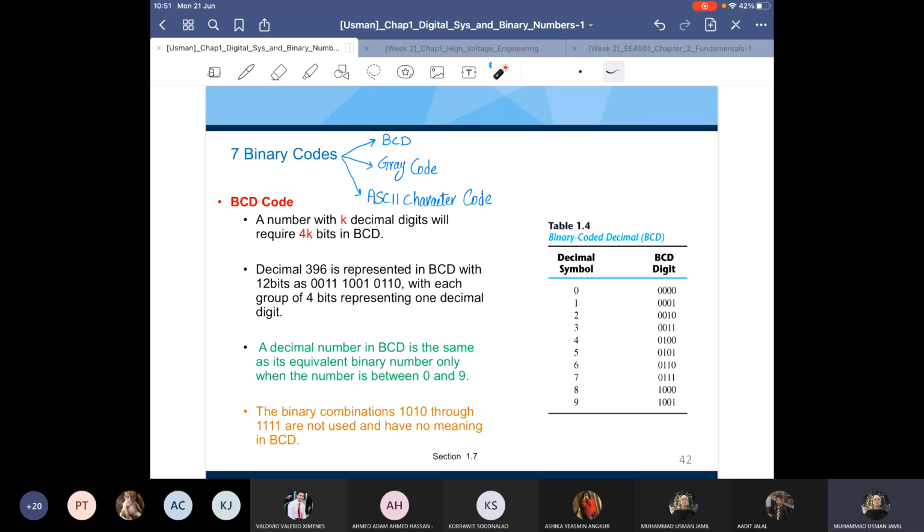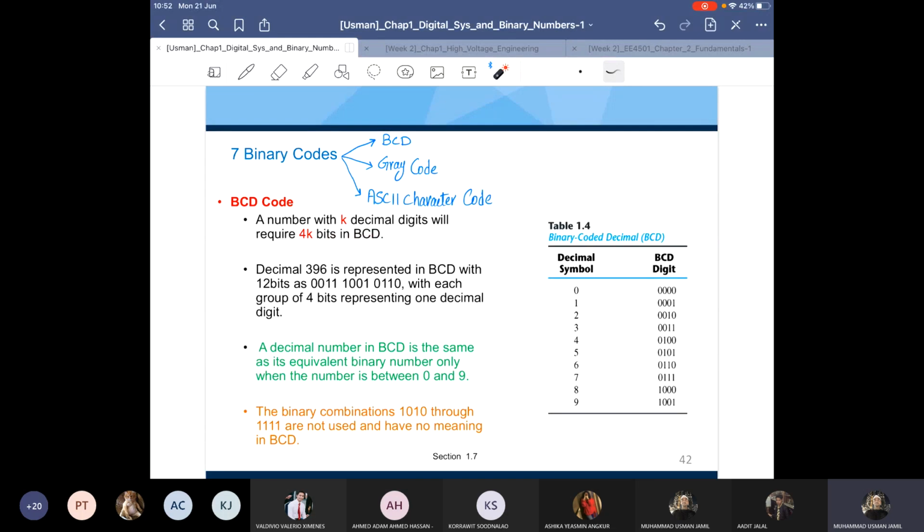So now, what is the BCD code? A number with k decimal digits will require 4k bits in BCD.